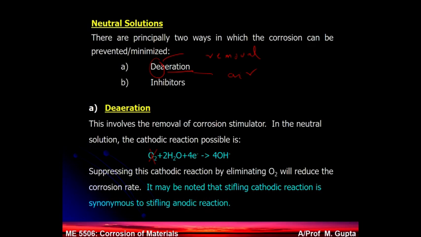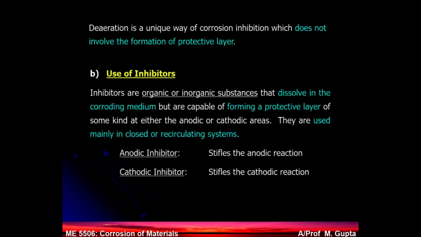And this is exactly the example which I illustrated with you about the ship trawler which came to Singapore water, and when these people went to inspect the trawler room, that chain locker room, there was lack of oxygen and no corrosion or very minimal corrosion. So that is the concept of deaeration. This is very unique because you are not making any protective layer, you are only inhibiting the cathodic reaction, and that's how you control the rate of corrosion.